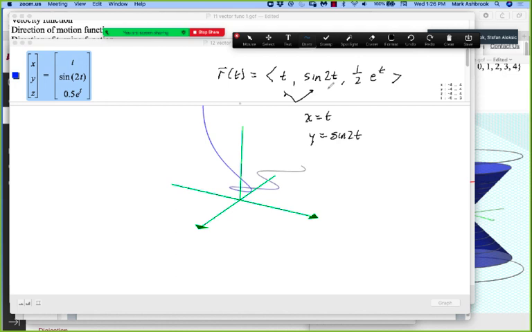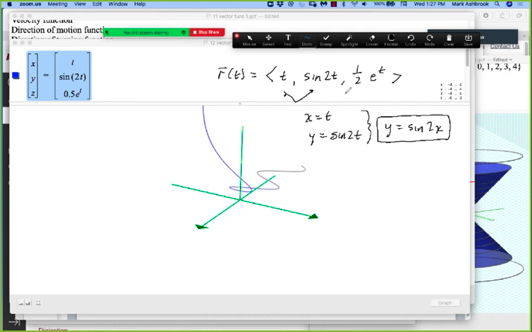If I want to isolate and just take a look at x and y, back in Calc 2 when you did these, you saw that you could combine them and eliminate t and get an equation of x and y. So what would the equation of x and y be for this? Y equals sine of 2x. Yeah, if t is x, then we can substitute x there, because t is equal to x. So y equals sine of 2x is a perspective on the space curve that we get from this vector function.